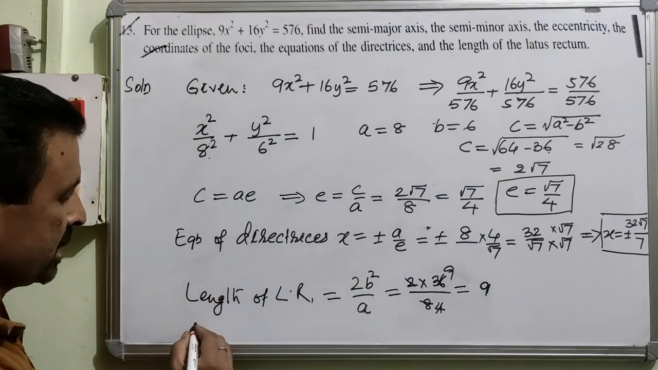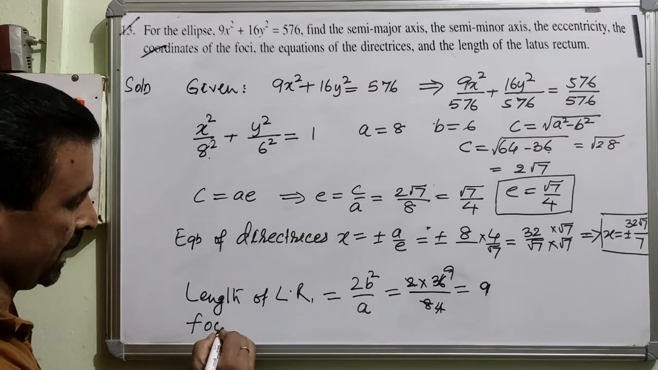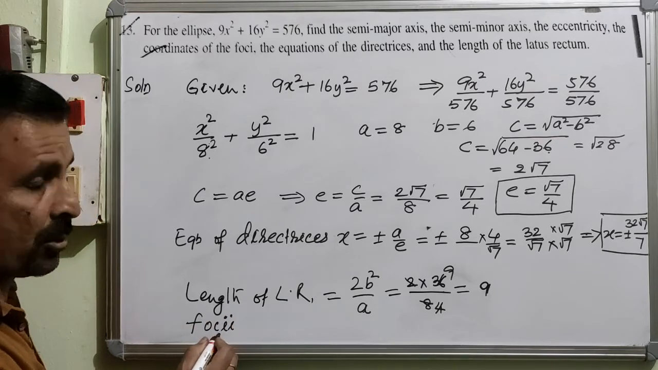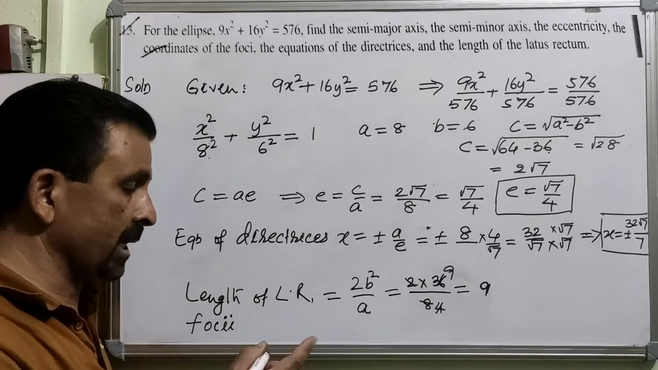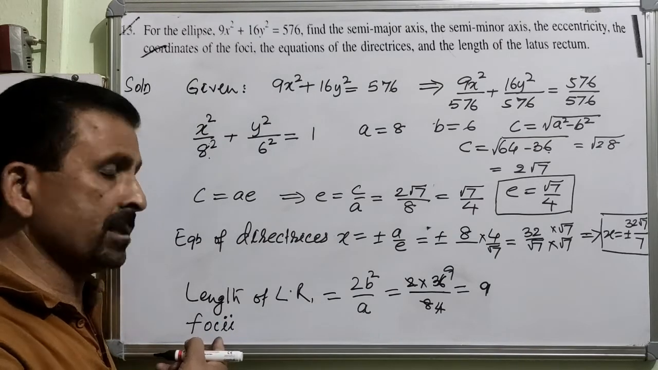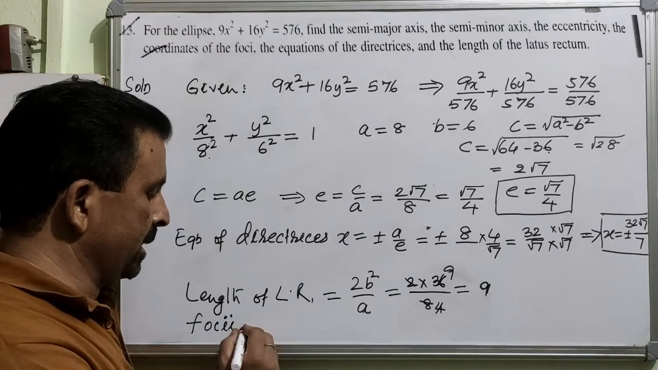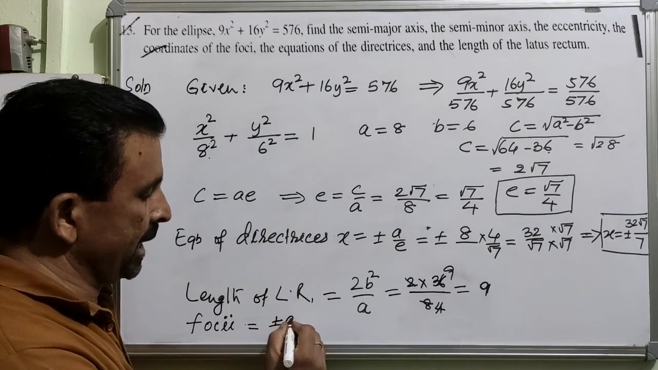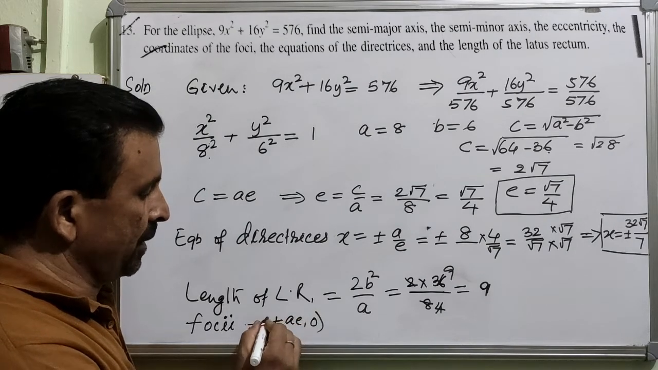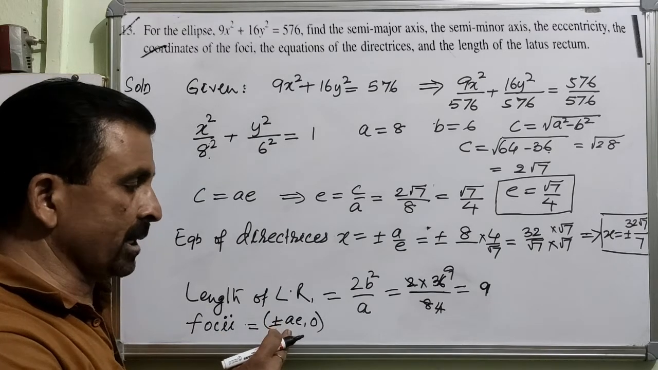Now, the last one is the foci, right? The coordinates of foci. Some people also call this foci, but I used to call this foci. If you look at the dictionary, the pronunciation of this is given as foci only, right? And this is equal to plus minus AE, 0. From the table, you will know the coordinates of the foci, right? And this is the coordinate of the foci.